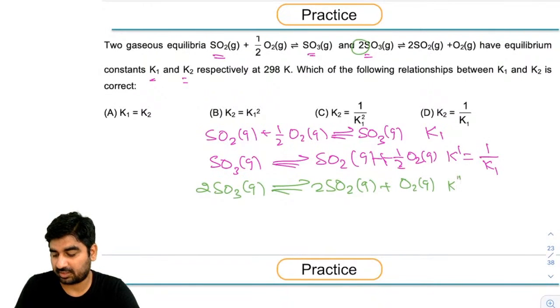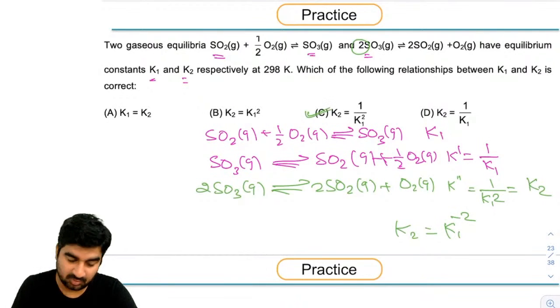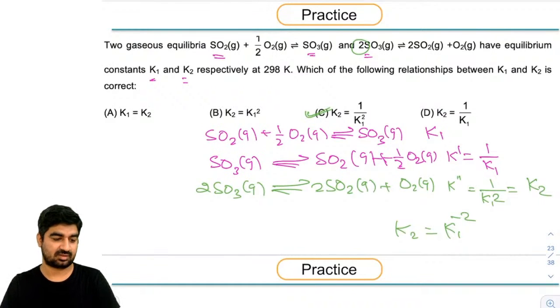So K double dash will be 1 upon K1 square. And it says it is K2. So K2 will be equal to K1 minus 2. So guys, C will be your answer. Yes, C will be your answer.